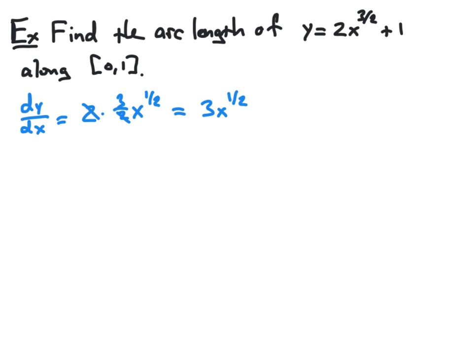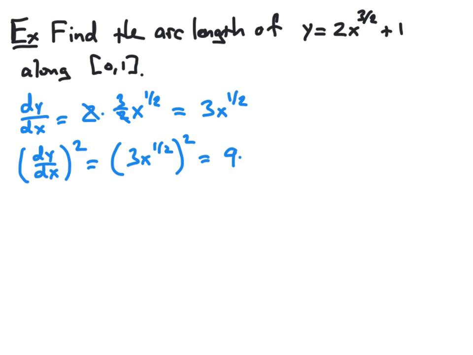Once we have the derivative, the next part of the arc length formula is to square that quantity. So we're going to take dy dx and square it. And here that means we have 3x to the 1/2 power squared. And this evaluates to 9x. We have 3 squared is 9. And x to the 1/2 power squared would be just simply x to the first power, or x.